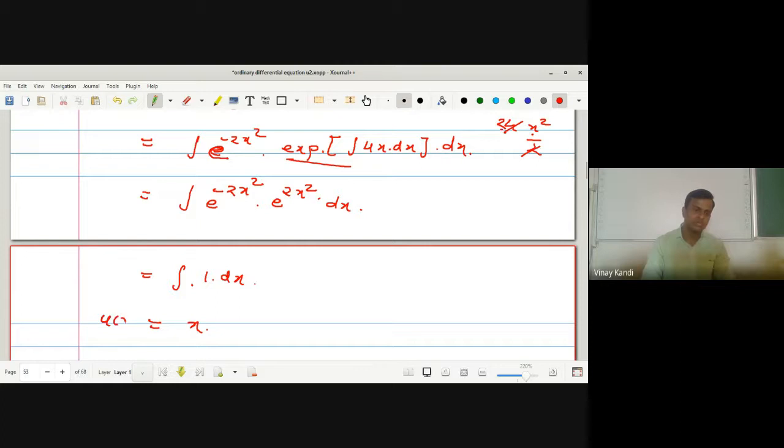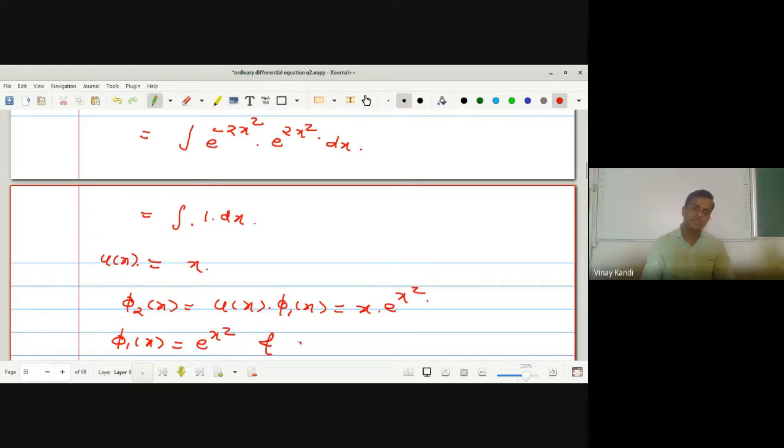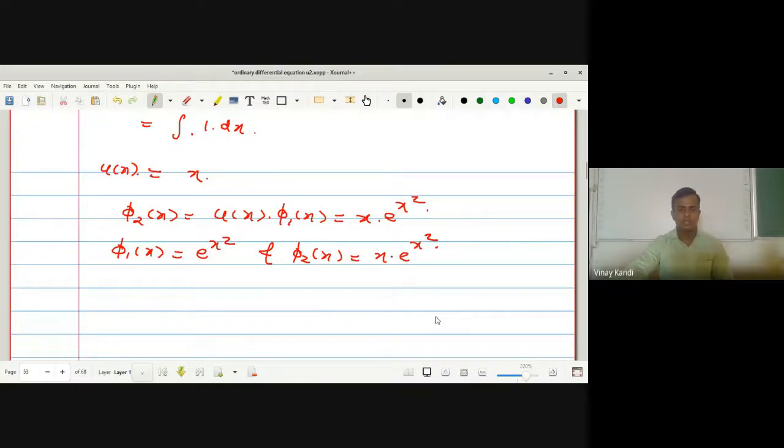So this is u of x. Now the required solution is phi 2 of x, which is u of x into phi 1 of x, equal to x into e raised to x square. So here we get phi 1 of x is equal to e raised to x square, and phi 2 of x is equal to x into e raised to x square. So these are the two solutions of the given differential equation.